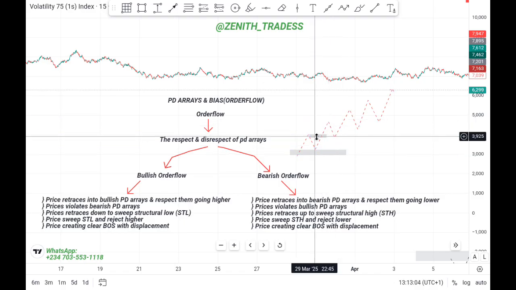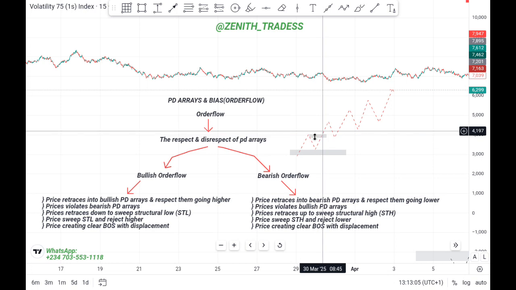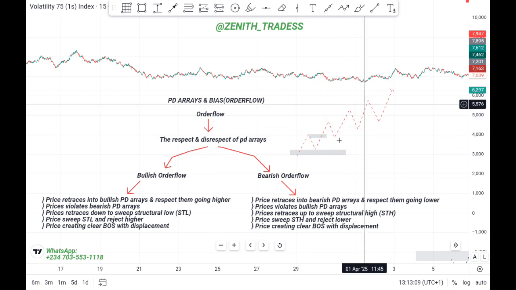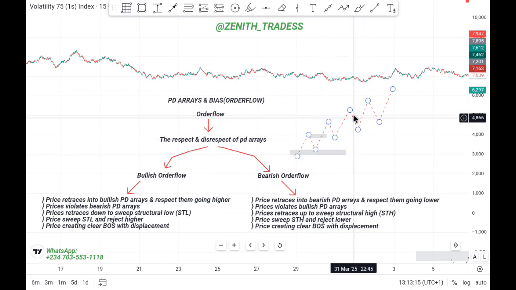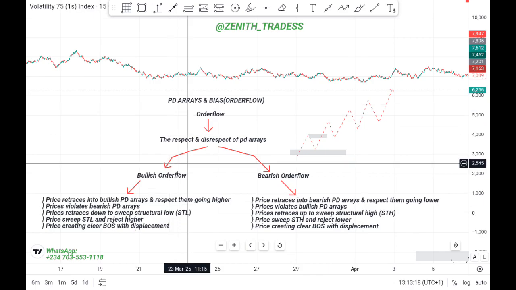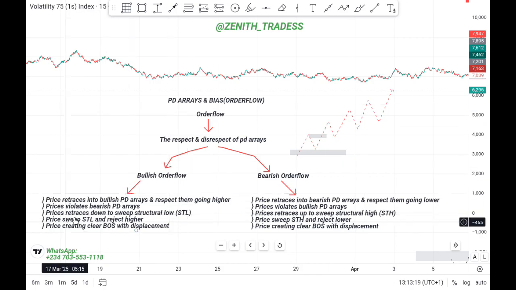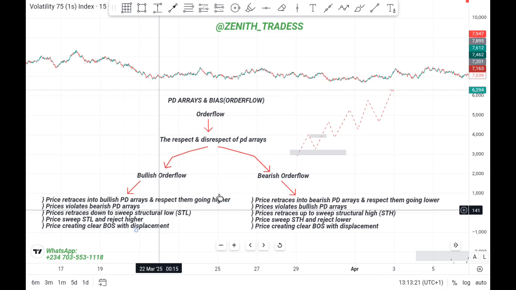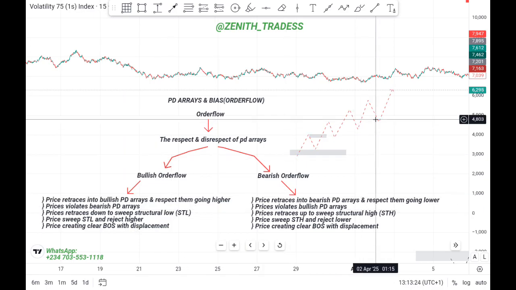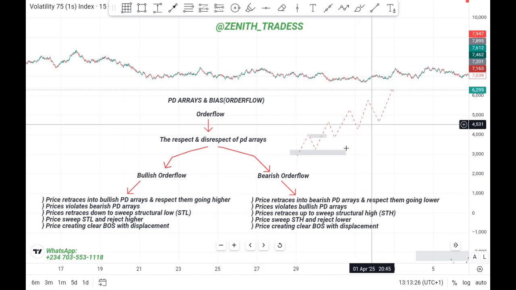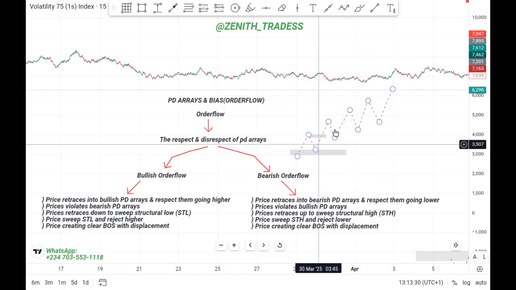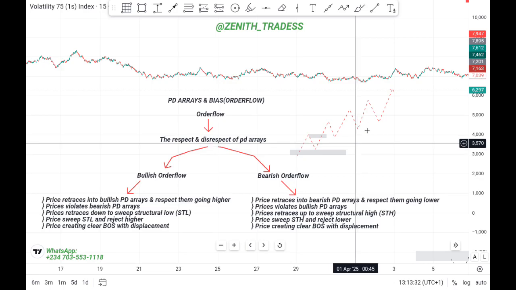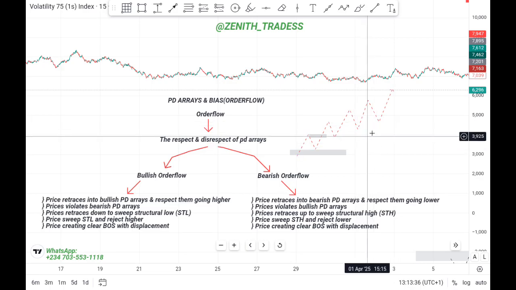You see a break of structure happen here, a break of structure happen here, a break of structure happen here. So price will always respect the bullish PDRs, whereby it will be invalidating the bearish ones. All right, that's in a bullish scenario, in a bullish order flow. Price retraces down to sweep structural low. If you look at the video on structure, I told you the M formation that you should picture in your mind when you're marking structure. The middle of the M, that is the minor low, we call it the structural low.